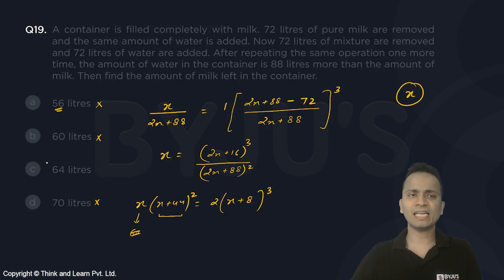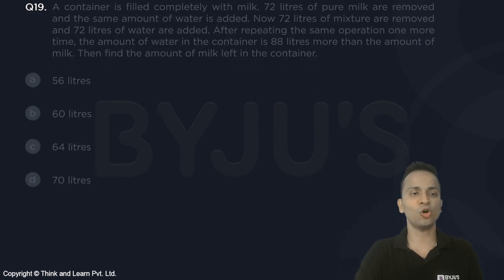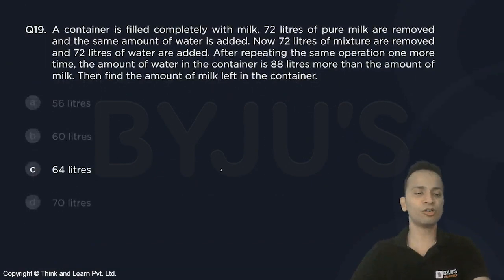And I can say that since I have rejected three options, option C has to be the correct one. No need to simplify, no need to check for it. You can just straight away mark this as your answer. So option C is the correct answer for question number 19.